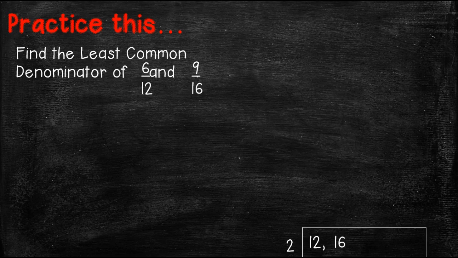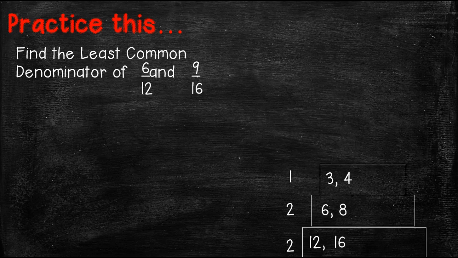Or we could do the make a cake strategy. Again, we have 12 and 16. Those are our denominators in the bottom layer of the cake. Since they're even, we're going to divide them by 2. That gives us 6 and 8. We can still divide it by 2. That gives us 3 and 4. Is there anything we can divide that by?